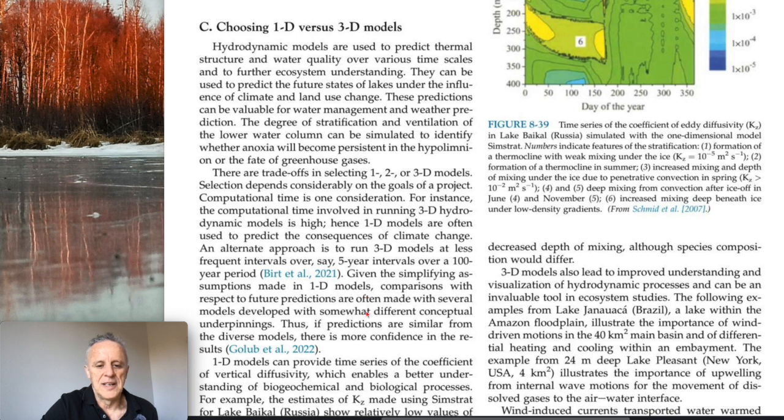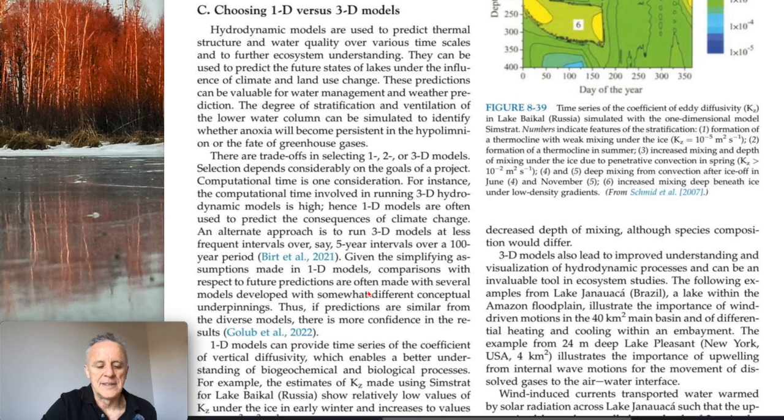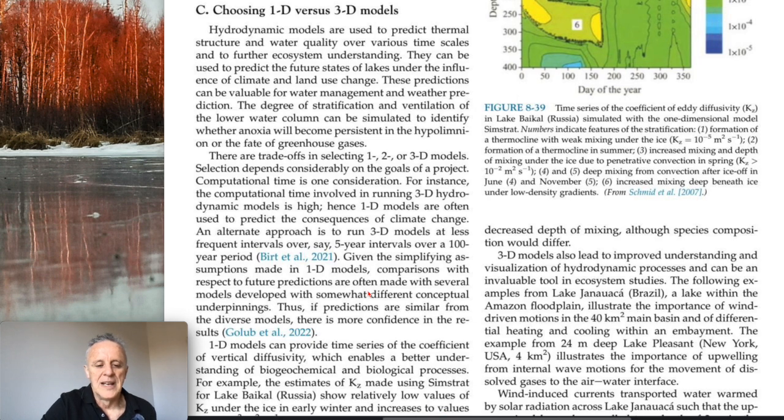There are trade-offs in selecting 1, 2, or 3D models. Selection depends considerably on the goals of the project. Computational time is one consideration. For instance, the computational time involved in running 3D hydrodynamic models is high. Hence, 1D models are often used to predict the consequences of climate change. An alternate approach is to run 3D models at less frequent intervals, over, say, 5-year intervals over a 100-year period.